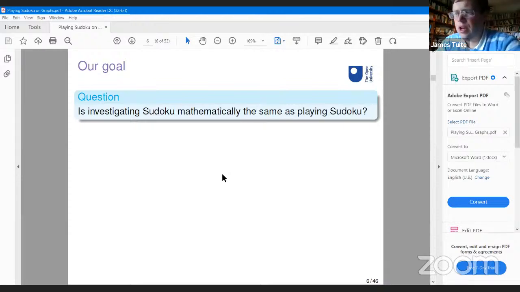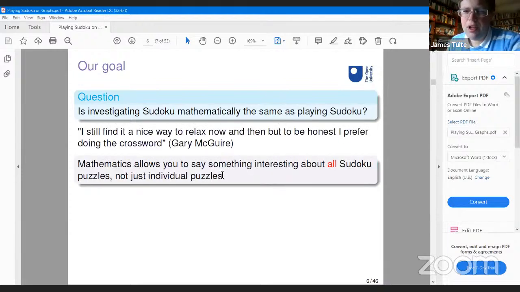Yeah, that's very good, Rebecca. Actually, we could draw an analogy maybe with number theory. If you're thinking about individual numbers, you can enjoy their individual properties, find curious patterns, or just add up a long list of numbers. But is that the same as doing number theory in mathematics? Not really. In mathematics, instead, you're not looking at just individual numbers, but you want to say something about all numbers. So I think I'll move on to the answer. Mathematics allows you to say something interesting about all Sudoku puzzles, not just individual puzzles. So that's the advantage of analyzing mathematically.